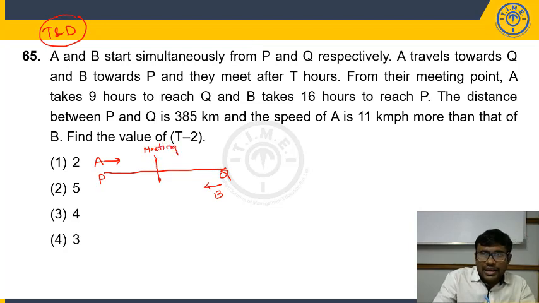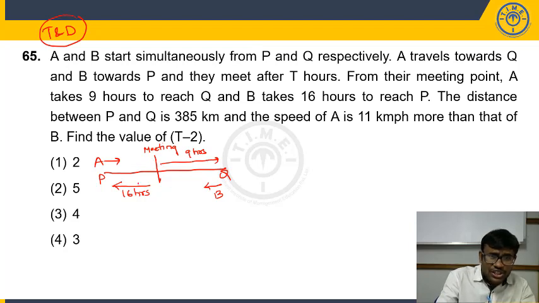After meeting at this point, the first person will take how many hours to reach Q? 9 hours. And second person, B, will take how many hours to reach P? 16 hours. So there is a concept behind this. After meeting at a particular point, the first person takes X hours to reach Q. The second person will take Y hours to reach P. Then speed of first person by speed of second person, that is speed of A by speed of B, is equal to square root of Y by X, that is square root of 16 by 9.